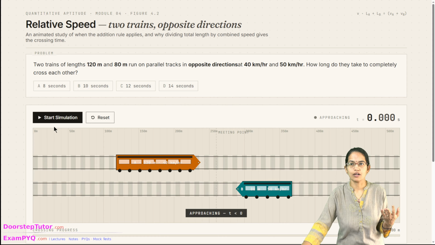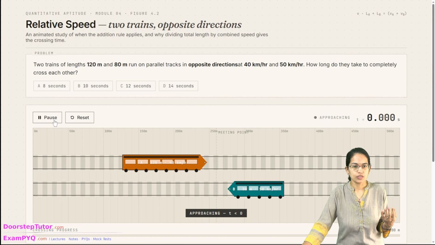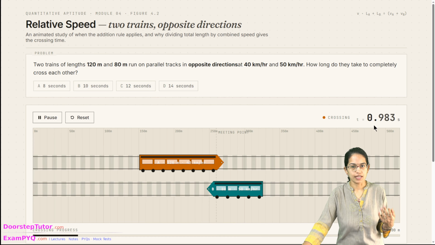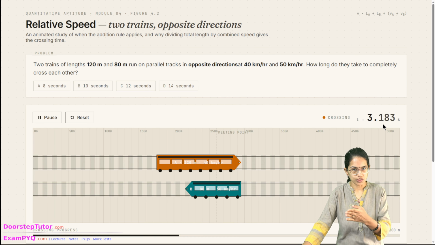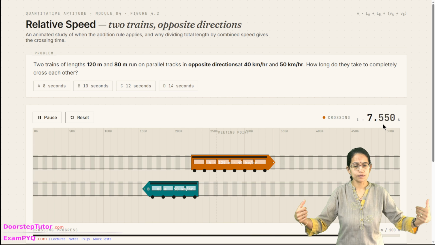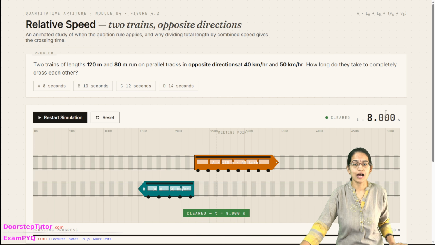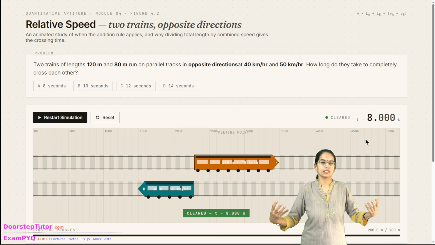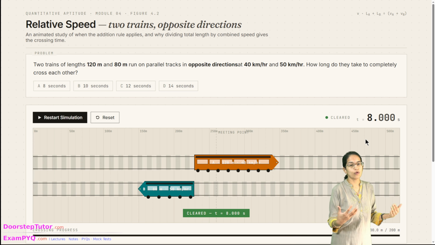Let's understand how this would work. As you can see, two trains are coming and we have the timer that starts in. Now as it crosses, see this carefully, the total length of the train is combined and the total speed is combined, and we have the distance that comes up as 8 seconds. So this is just a way to help you explain how the trains would cross.